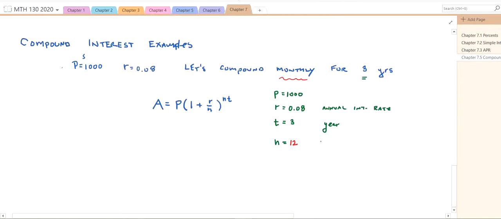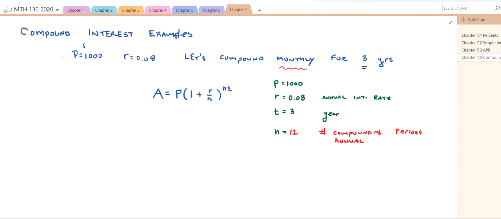that. So this is our number of compounding periods annually. And the reason this is done annually is because our interest rate is an annual interest rate. Okay, let's put these values in our equation. It's just plug and chug time. Little cookbook at this point. It's 1,000 times 1 plus R, 0.08, over N, which is 12, raised to the power of N, which is 12, times 3.